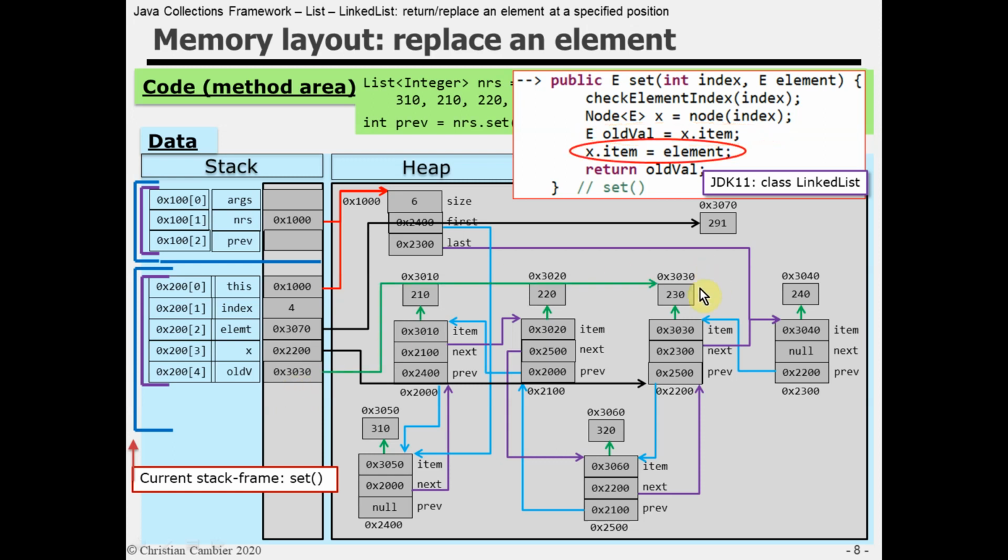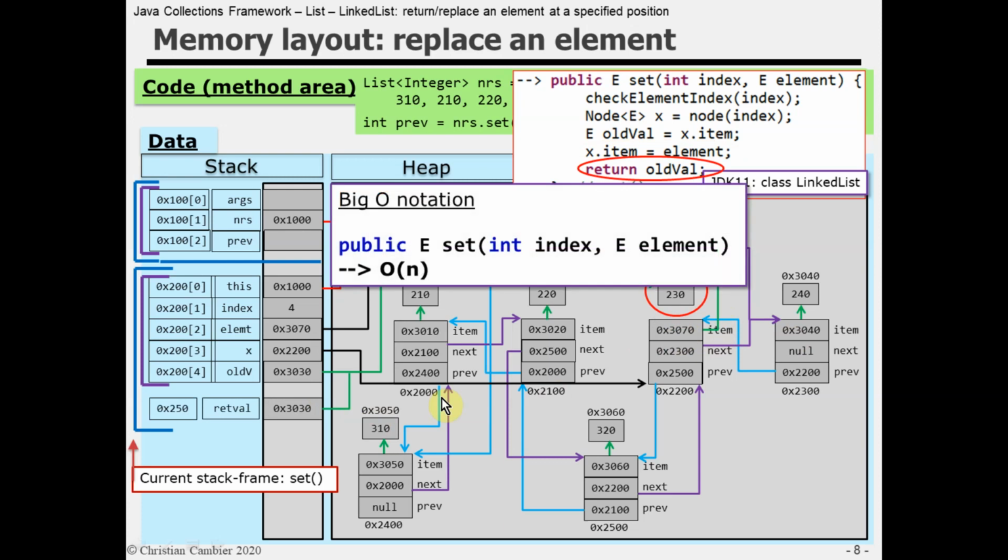And then finally, the actual replacement of the value x.item. This value will be overwritten by element. Element on the stack is 3070. So this reference now will be replaced by a reference to this one. This happens now. And then the old value is returned. So we set the return value.